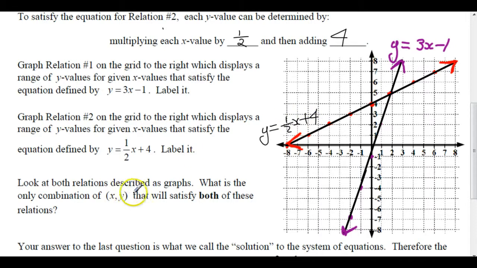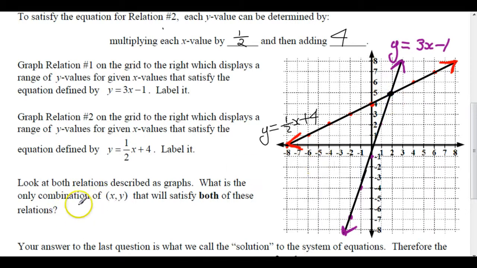Look at both relations described as graphs. What is the only combination of x's and y's, right? So we know that this value, x is 1, y is 2, satisfies this. When x is 1, 3 times 1 is 3, minus 1 is 2, you get the point 1, 2. This value 0, 4 satisfies this, but the only value that satisfies both relations is this one right here.